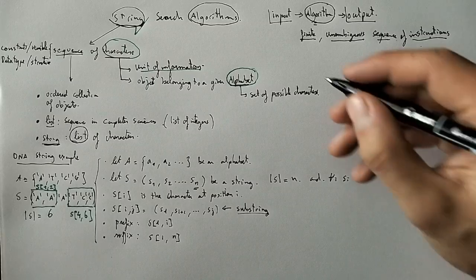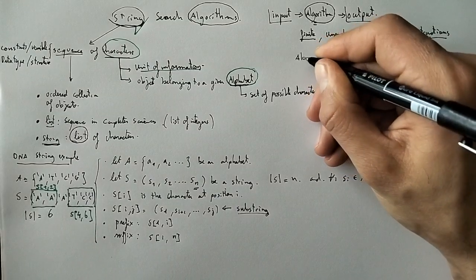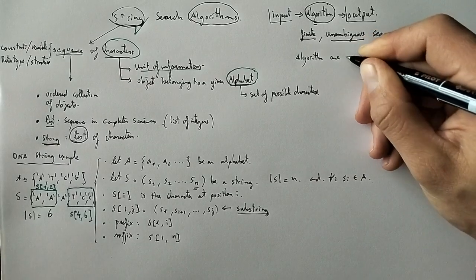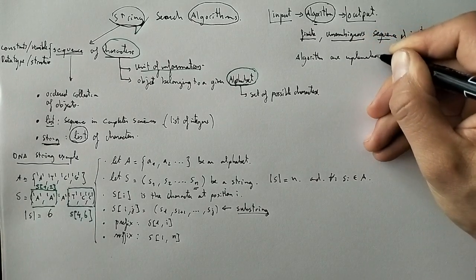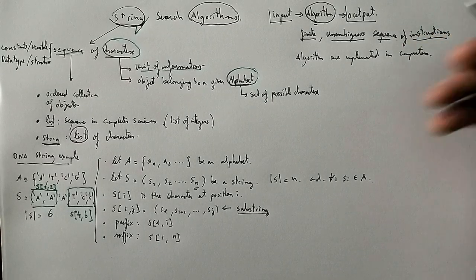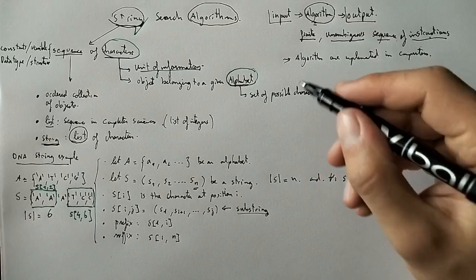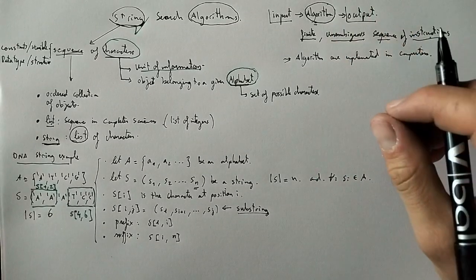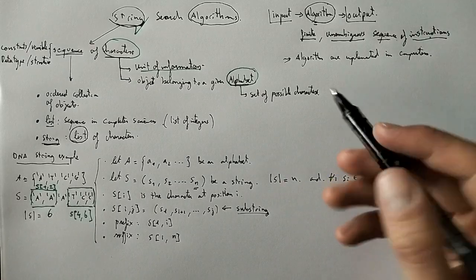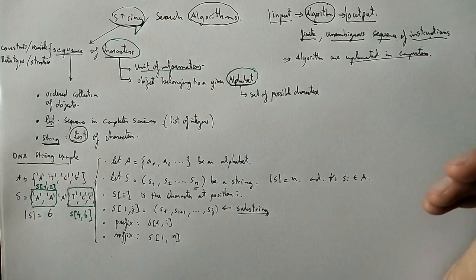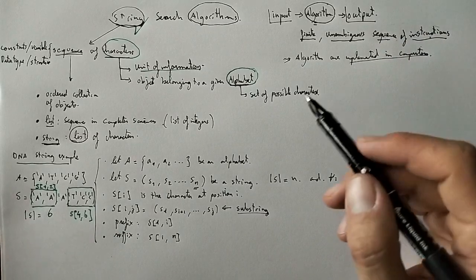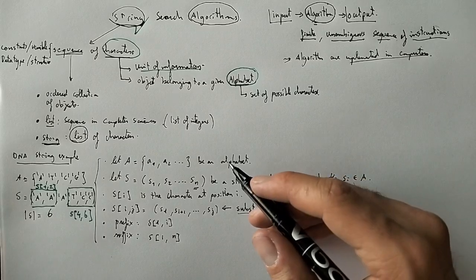Most of the time, however, algorithms are implemented in computers. For example, we have a bunch of numbers, we want to sort them. We will apply an algorithm to sort the different numbers. This algorithm is implemented in a computer, and the algorithm is just a sequence of instructions that will allow us to sort the different numbers.